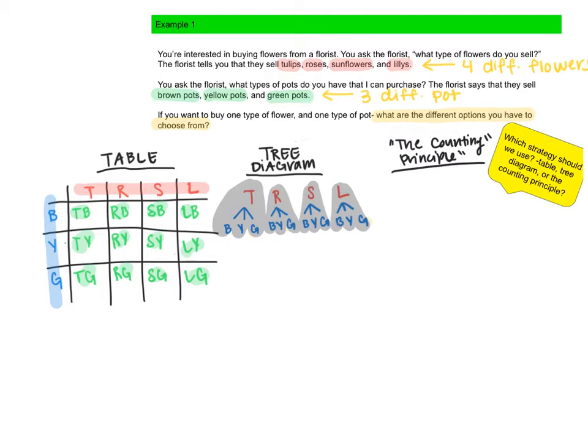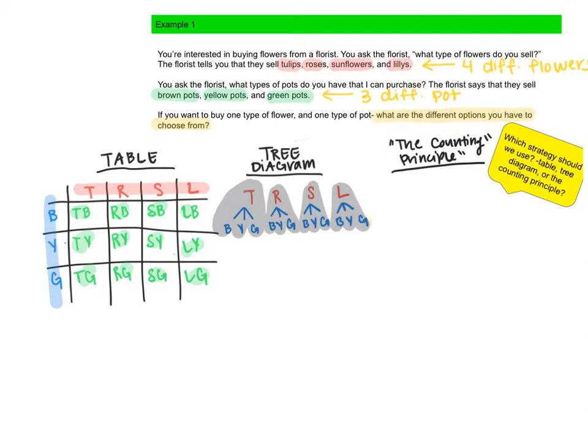Okay? This one is used maybe when we have more than 2 options, but definitely when we want to see what our options are. Okay, so if your question said, what are all the options you could make, instead of how many options you can make, you would want to use this.